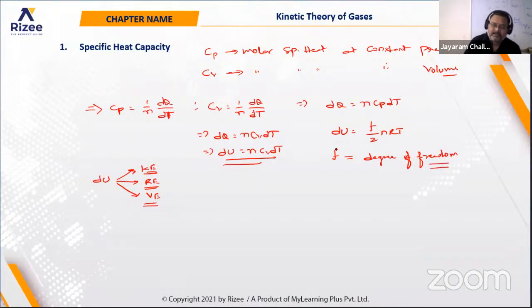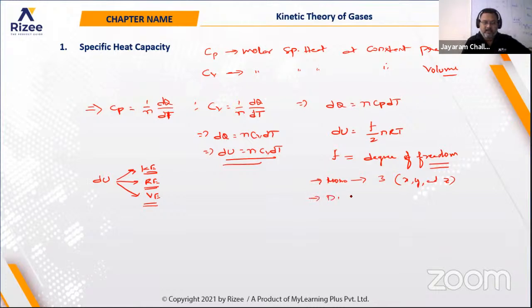So what is this degree of freedom? It is nothing but the number of ways in which a molecule can store energy. For example, a monoatomic molecule can store energy along the x-axis, y-axis and z-axis, that is, three translational energies. So for monoatomic, the degrees of freedom is three, along the x, y, or z axis, three translational kinetic energies.